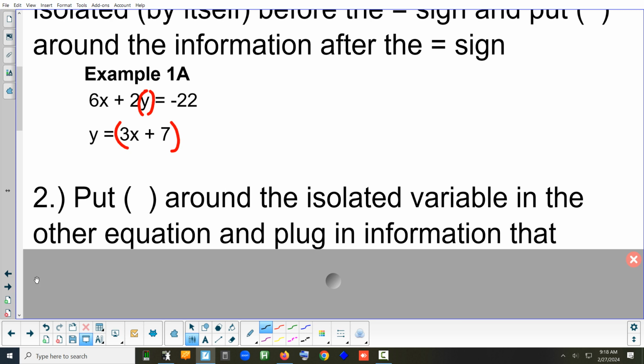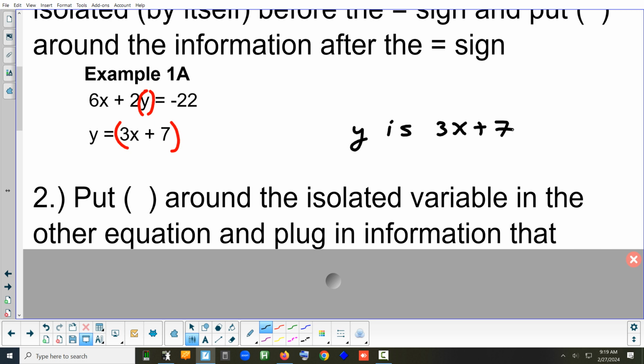Y equals 3x, parentheses 3x plus 7. Right, y equals, and then in parentheses 3x plus 7. What's another word for equals in math when we write it like as a sentence? Is. So that bottom equation says y is 3x plus 7. It's telling you what the y is. Y is 3x plus 7.